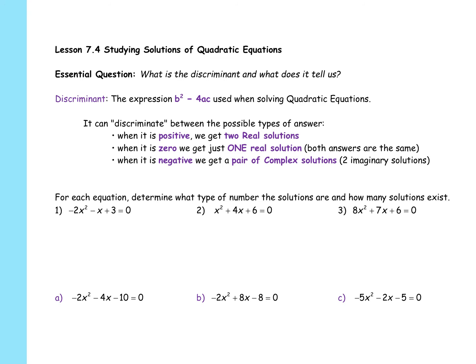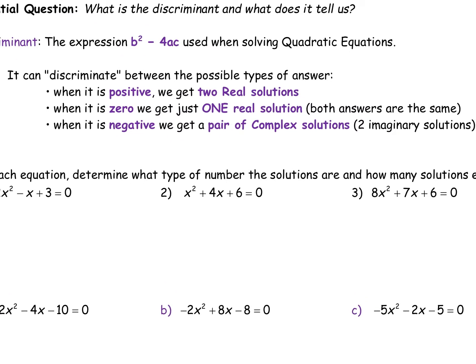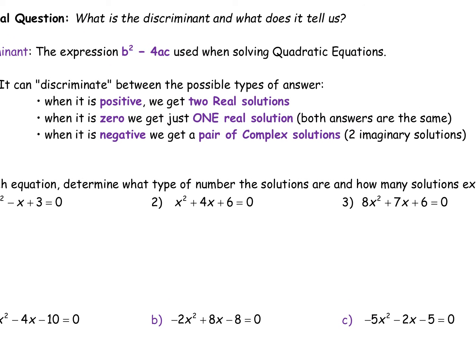Okay, so we're going to talk about the discriminant and what it tells us today. The discriminant is just part of the quadratic formula. It's just the b squared minus 4ac, so it's only the part underneath the square root. That's the only part we're going to talk about today. So what does it tell us? It can discriminate between possible types of answers. Hence, it's called the discriminant because it can discriminate.